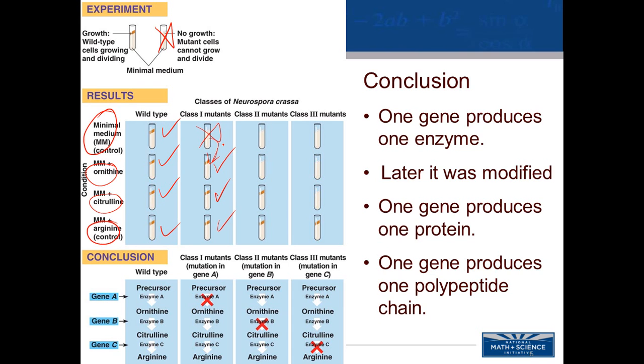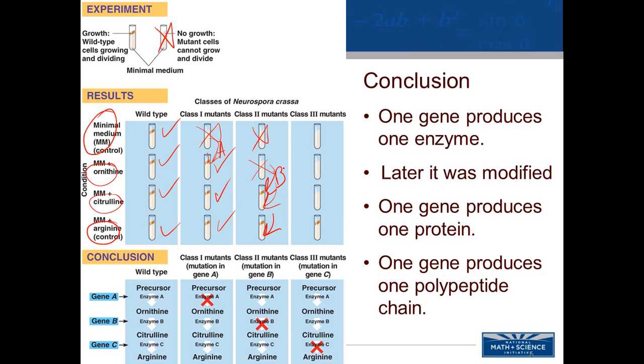Well, then they turned around and they found another mutant. And they tried the minimal media. It did not grow. Well, they added ornithine, and it did not grow. Well, then they added citrulline, and it grew. And then they added arginine, and it grew. So that told them that, hey, there was another enzyme involved, and we'll call that enzyme A and that was enzyme B, to go from that place.